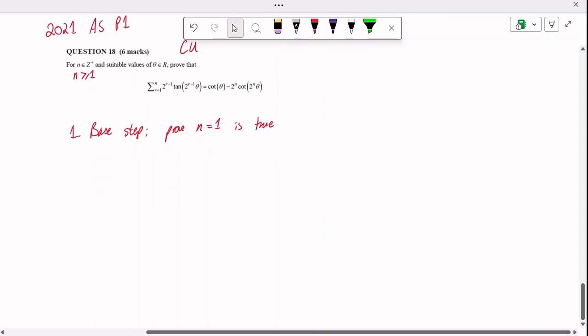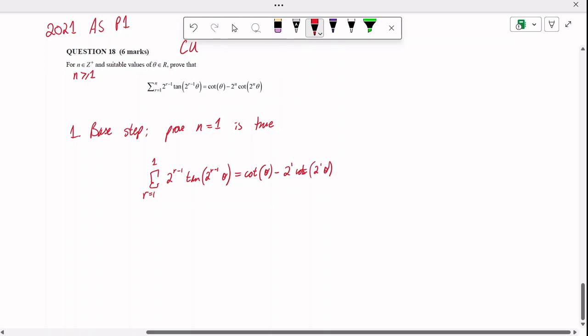And let's have a look. So that would mean that the sum, this is a terrible sum, of r equals 1 up to 1 of 2 to the r minus 1 tan of 2 to the r minus 1 theta equals cot theta minus 2 to the 1 cot of 2 to the 1 theta.